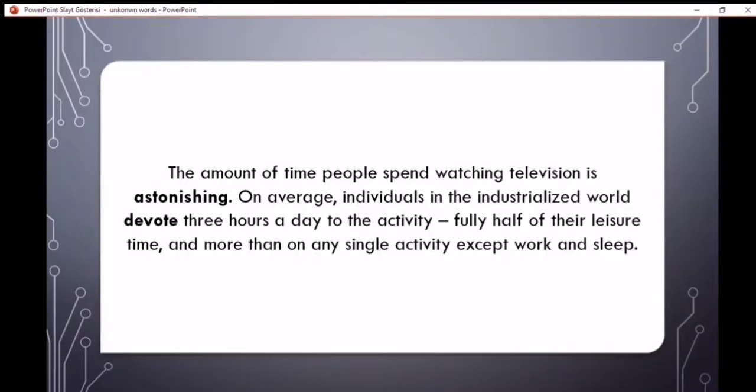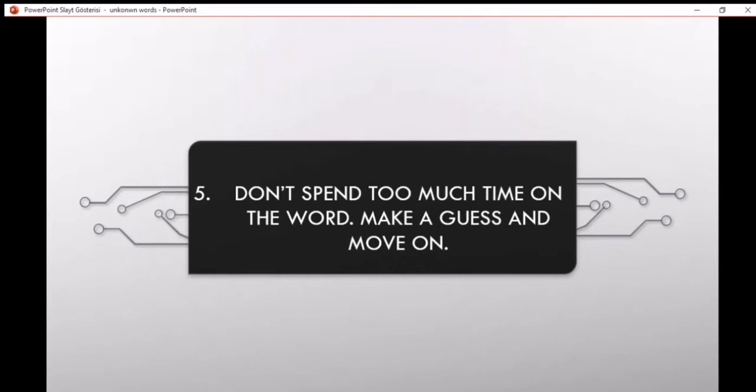We have some ideas. We said astonishing means surprising or shocking. Devote means to spend. Now what we need to do next is that, yes, stop here. Don't spend too much time on the word. Unless it's a keyword. If it's a keyword, then probably the word will be asked about in the questions. IELTS, well, in IELTS, we don't have those kinds of questions. We don't have word questions. We don't have vocabulary questions. But in TOEFL, we do.